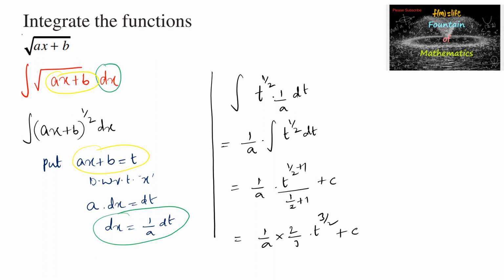Now let us substitute back the value of t, ax plus b. So we can write 2 upon 3a into ax plus b whole to the power of 3 by 2 plus integral constant c is the answer.